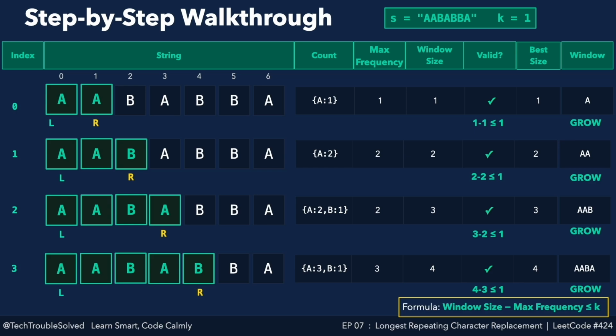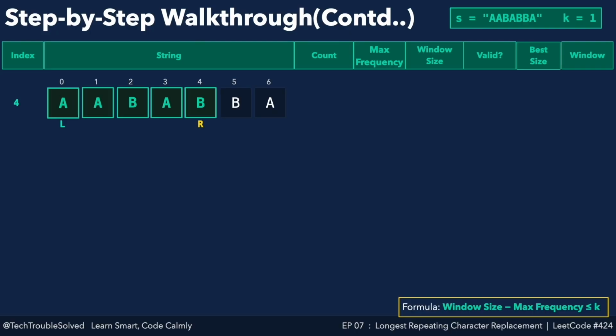Now R hits index 4 and this is where the rule breaks for the first time. R moves to index 4. B enters. Window tries to grow to AABAB. Size 5. Check. 5 minus 3 equals 2, more than k. This is invalid. So shrink. Drop A at index 0. L moves to index 1. Window is now ABAB. Size 4. Check again. Max frequency is still 3. It didn't decrease when we shrank, even though A's real count is now 2.